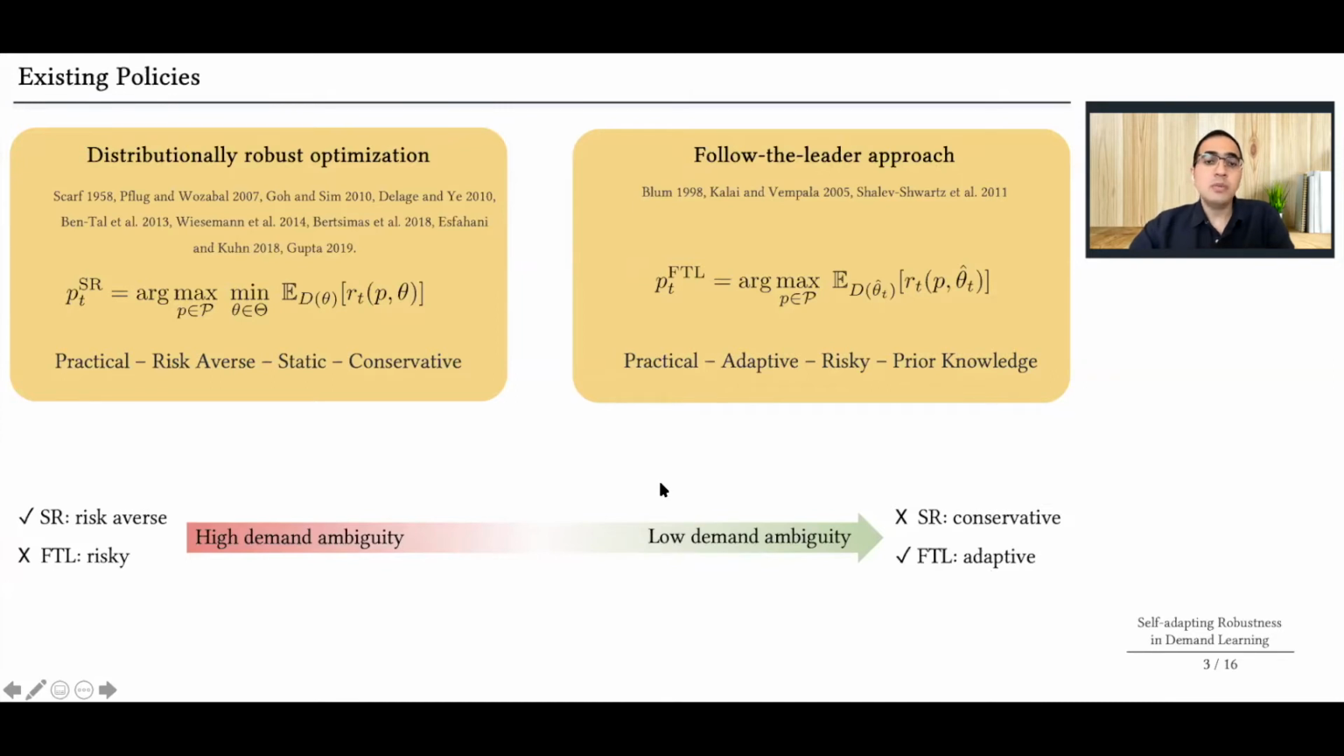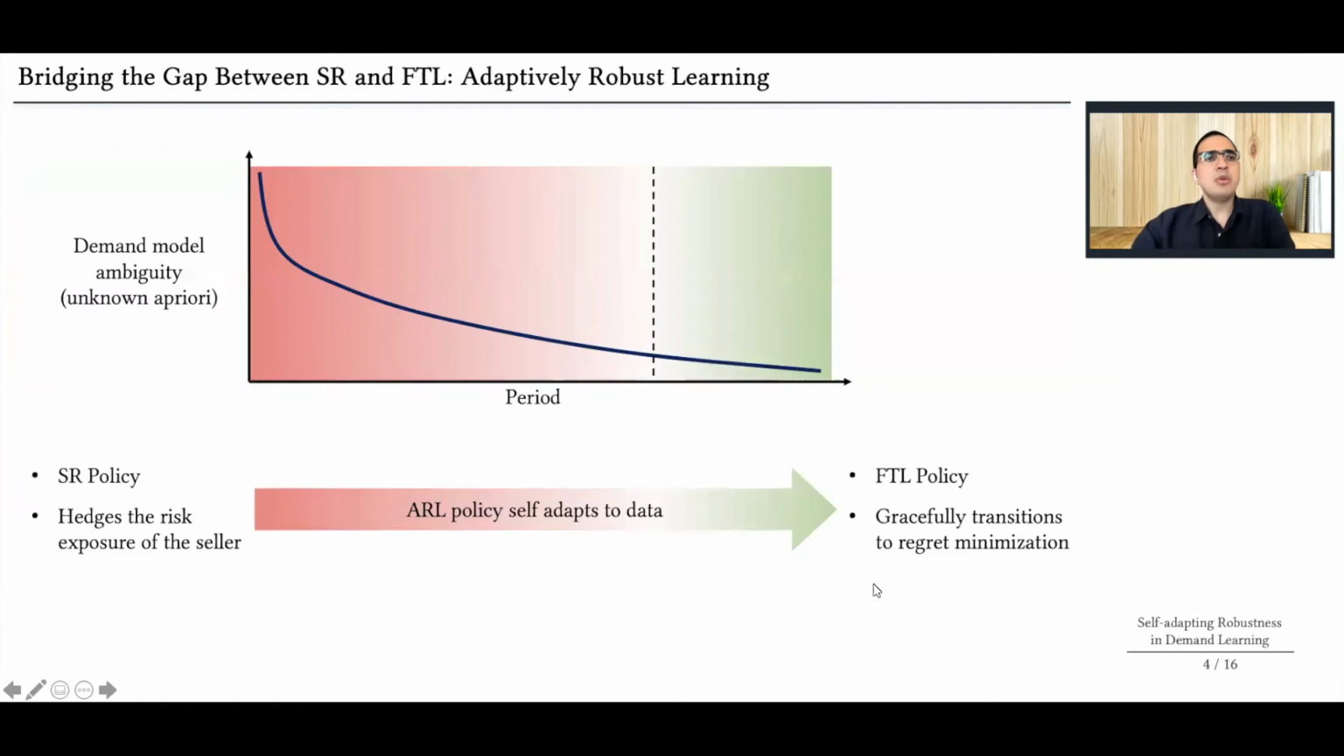What we want to do is provide a self-adaptive policy that transitions from static robust to follow the leader based on the arrival data. And it leverages both the risk-averse property and the regret minimization properties in follow the leader and static robust. Let me motivate our problem and our adaptively robust learning, which bridges the gap between static robust and follow the leader.